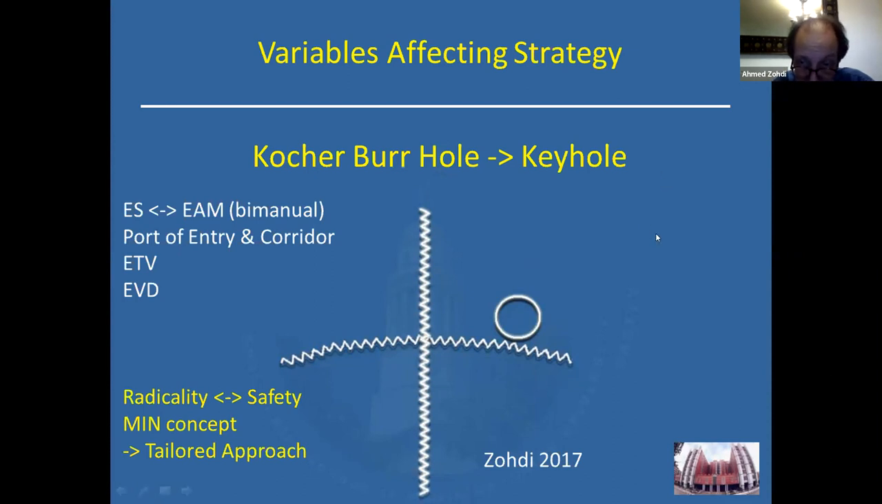So you could extend your mini craniotomy anteriorly and still be minimal invasive, or posteriorly and you're still safe. And these are all 1-inch mini craniotomies. But after inspecting with the endoscope or such a craniotomy, you deal with the lesion accordingly. So it's a keyhole, an actual keyhole, as suggested by Professor Yasargil. Radicality and safety are, again, an important issue to have in mind. The minimal invasive concept and the tailored approach.